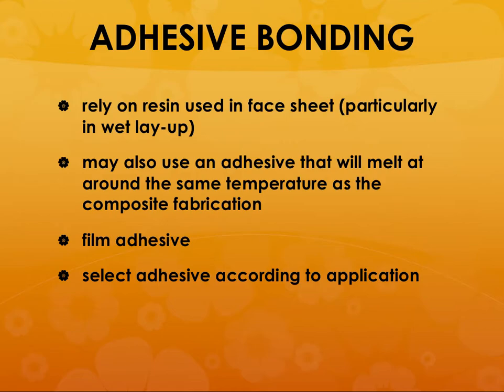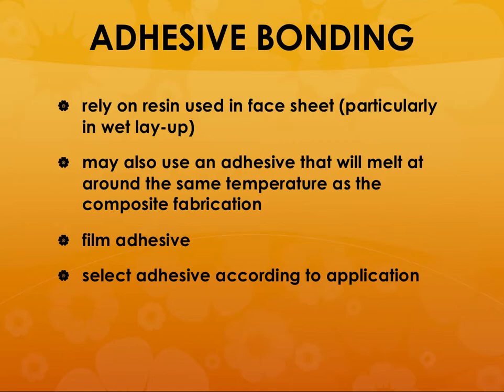So how do you make this structure? You have to adhesively bond the core to the face sheets. If you are doing a wet layup, then you would use the properties of the resin used in the face sheet to do the bonding. But you can also use an adhesive that will melt at around the same temperature as the composite fabrication. So the magic temperature is 350 degrees F or 175 degrees centigrade.